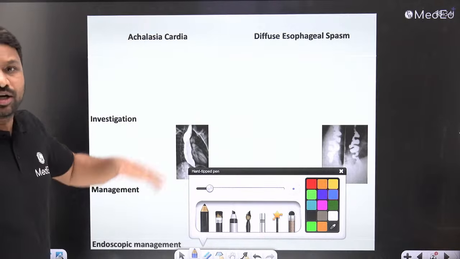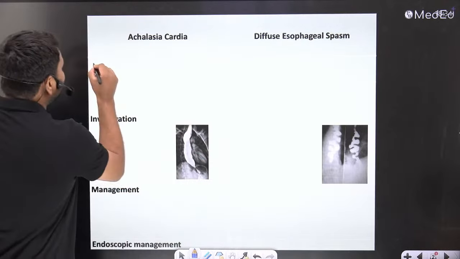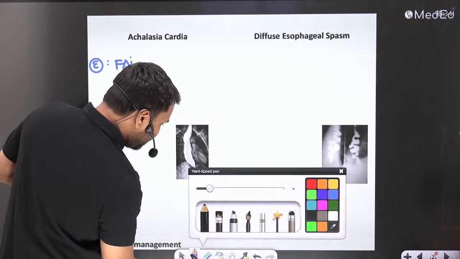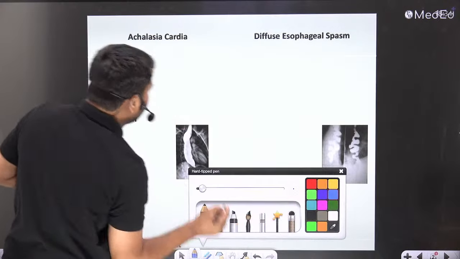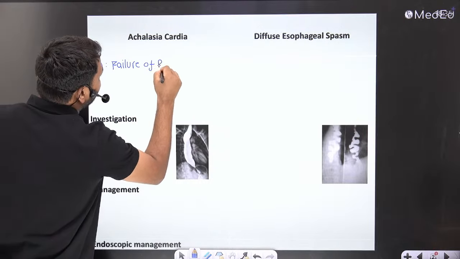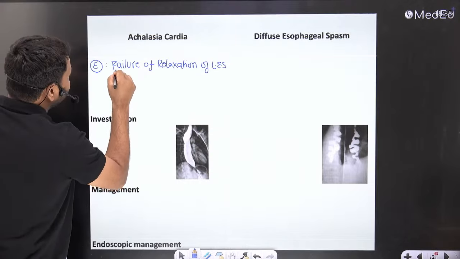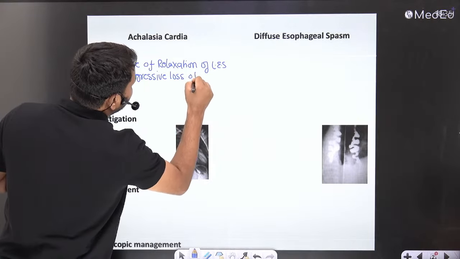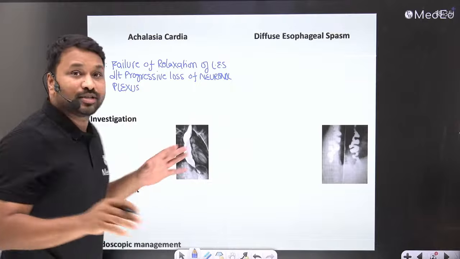The first disorder that I'm going to talk about is a motility disorder. It's a comparison between achalasia cardia and diffuse esophageal spasm. What is the etiology of achalasia cardia? The etiology is the failure of relaxation of the lower esophageal sphincter due to progressive loss of the neuronal plexus. And this is what causes achalasia cardia.